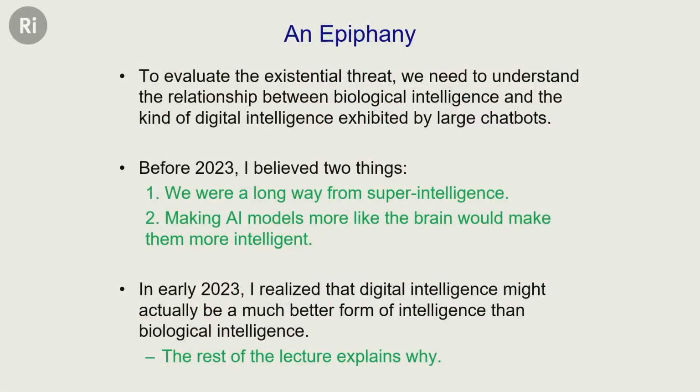Before 2023, I thought we were quite a long way from superintelligence, and if we made the AI models more like brains, they'd get smarter. I ceased to believe that in early 2023. I came to realize, due to my efforts to make analog ones, how much better digital intelligence is. It's got some properties that we can never have. And that got me very worried. And it should get you very worried too.